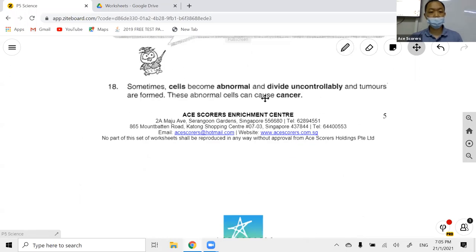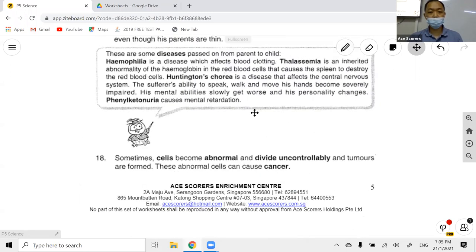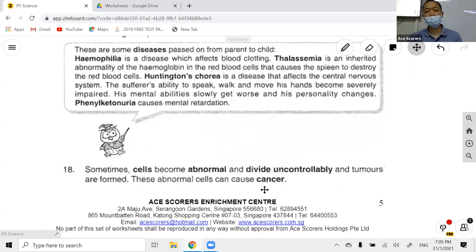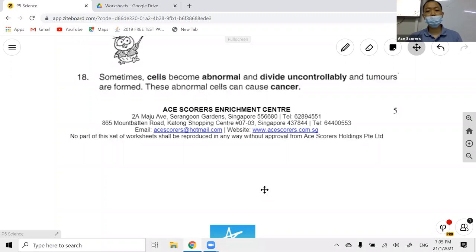What causes cancer? Sometimes cells become abnormal and divide uncontrollably and tumors are formed. Abnormal because by right, the cells are supposed to grow into, let's say, the skin, for example. But because they have corrupted data, genes, information is wrong, they don't grow to become the skin. They grow to become some flesh, some something, but not the skin. And then the body looks at the thing and says, hey, this is not the skin.